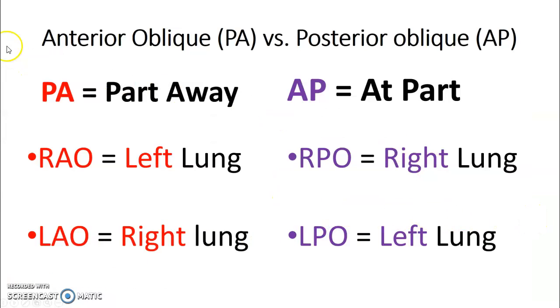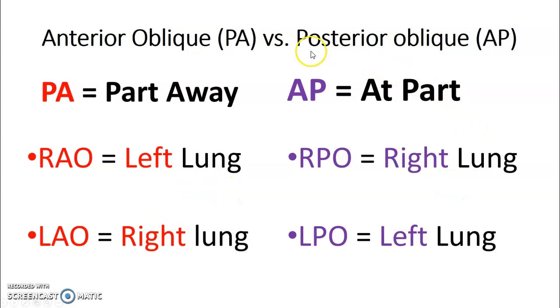Here's just a cheater that we will go over more in depth with rib views, and you will learn to love it. So anterior obliques, where the patient is standing PA, the part away is elongated. So RAO, where the right anterior side of the patient is touching the image receptor, the left side is away from the image receptor, it is elongated. LAO, left anterior touching the image receptor, right lung is pulled away, right lung is elongated.